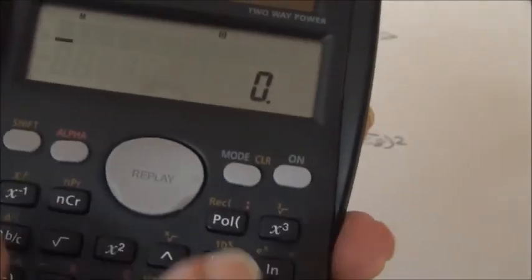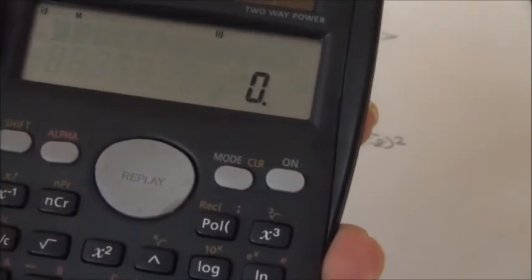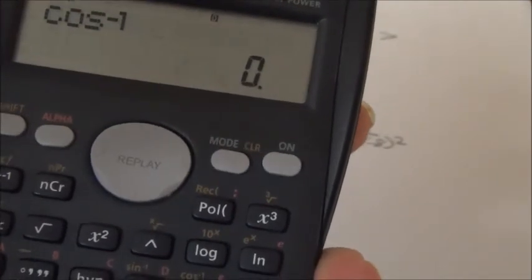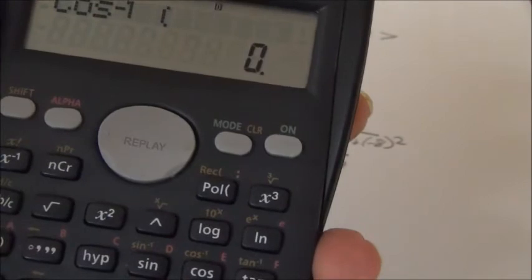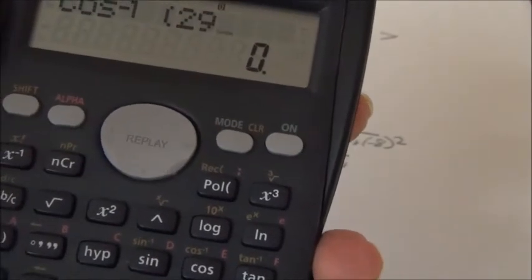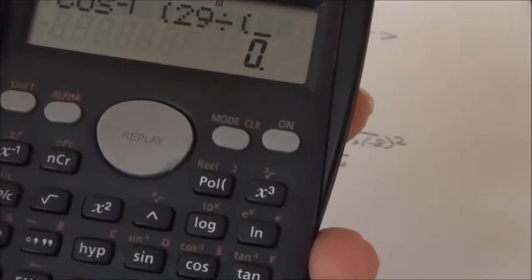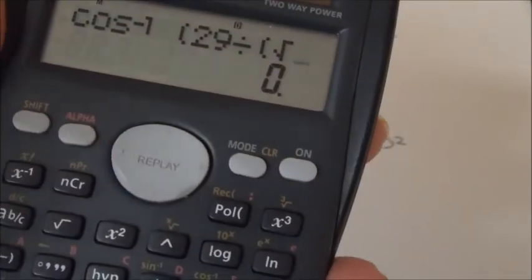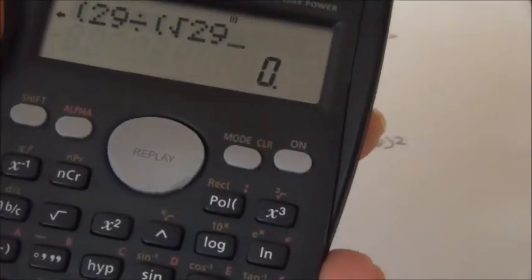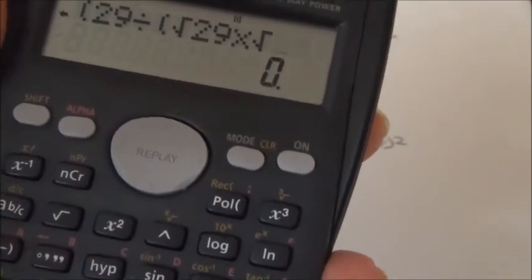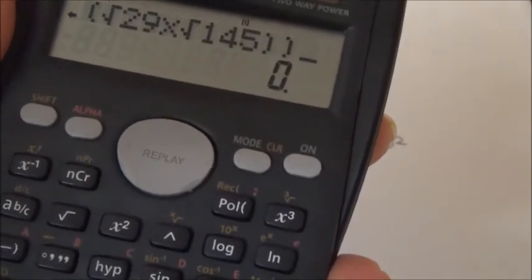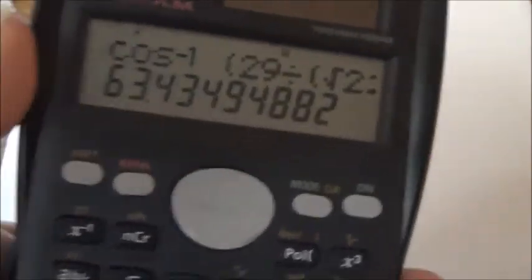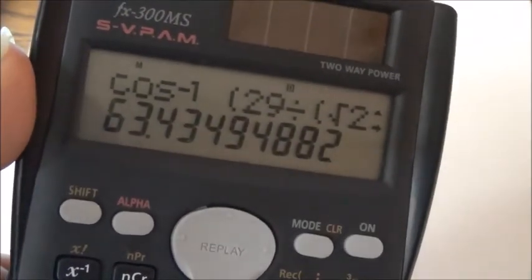You should see a little D up there. So inverse cosine of, maybe I have to do parentheses, 29 divided by parentheses square root of 29 times square root of 145. Close my parenthesis, close my parenthesis. There we go. I get 63.43.